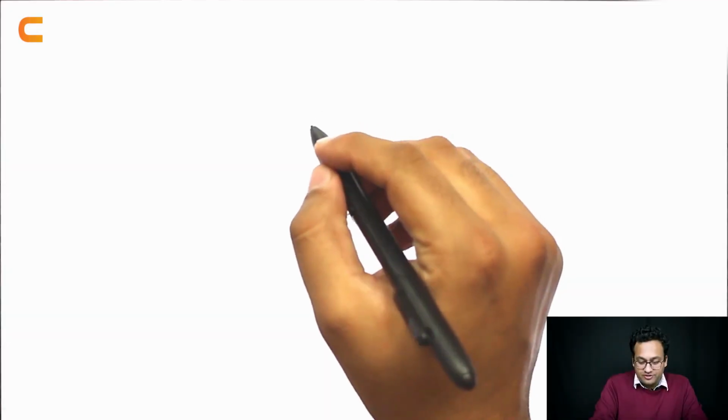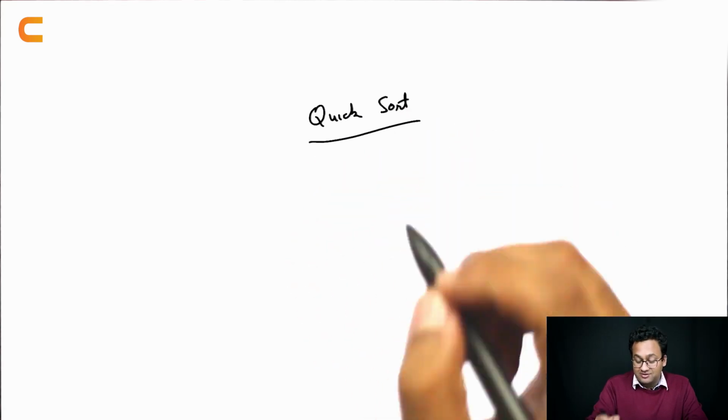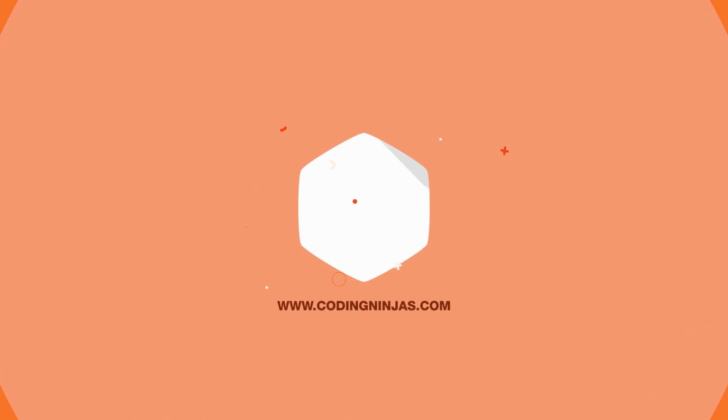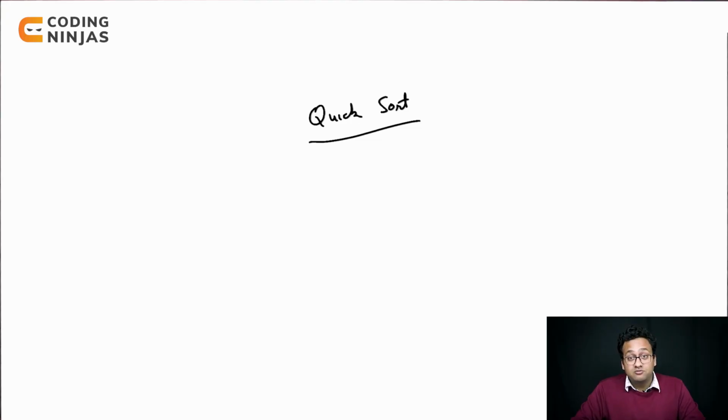So in this session, I want to discuss another very interesting algorithm called quicksort. As the name suggests, quicksort is really quick. So again, a sorting algorithm. Again, much better than insertion, bubble, and selection. Arguably better than merge sort.